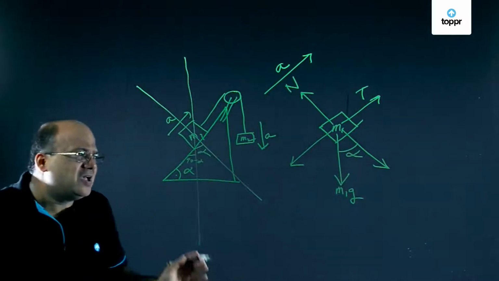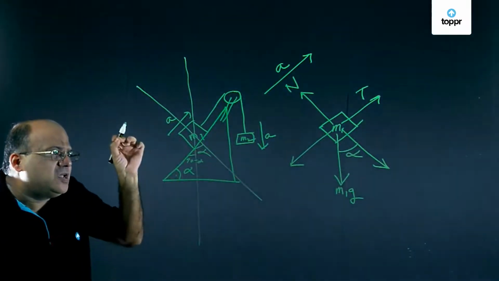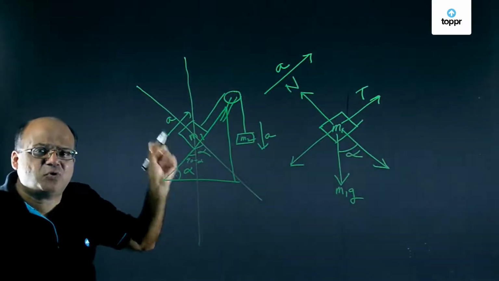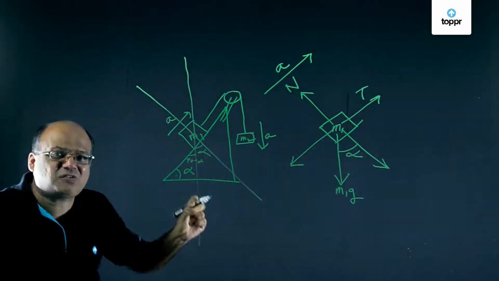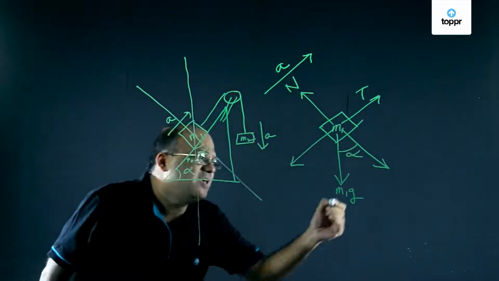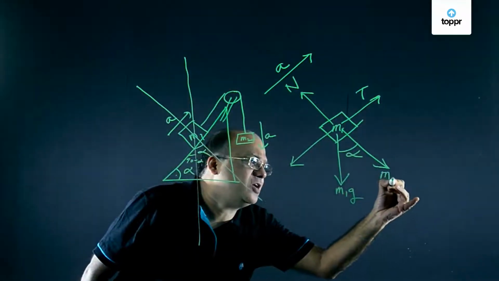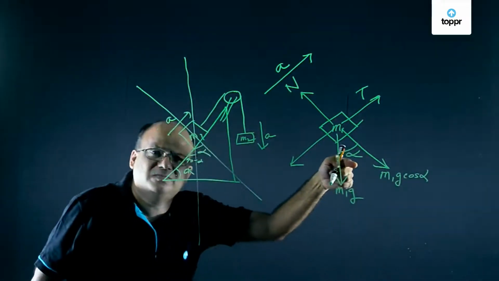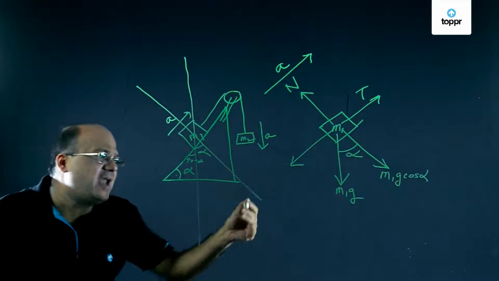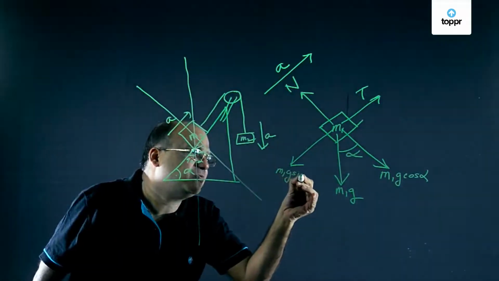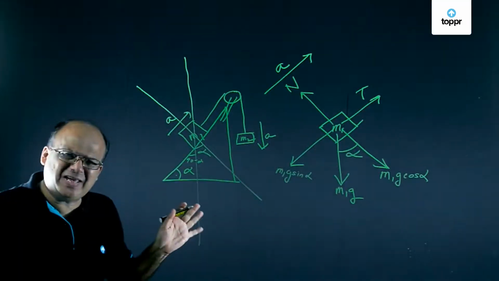Now, we know that the component in the direction of the known angle is the cos component and the other component is the sine component. So this component will be m1g cos alpha because this angle is known, that is alpha, and this component is m1g sine alpha. Very easy.